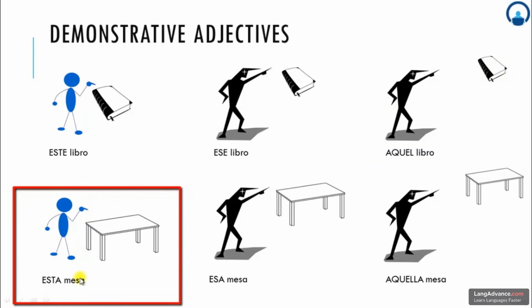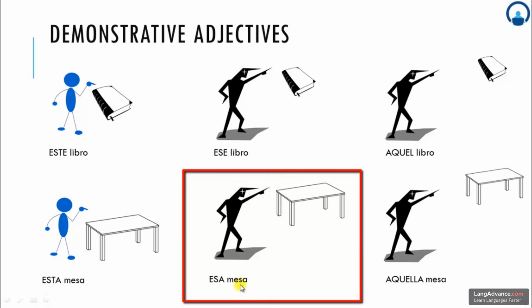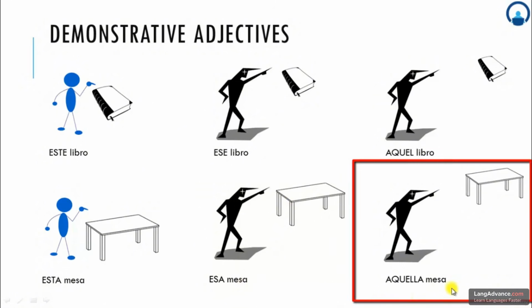Similarly with the feminine, esta mesa. Mesa means table. Esta mesa means this table. Esa mesa means that table. And aquella mesa means that table, which is farther in distance than any of them.